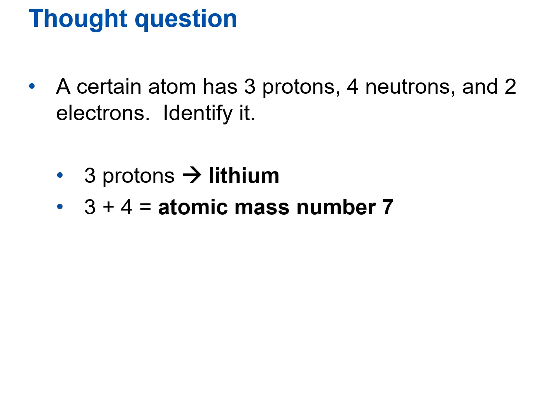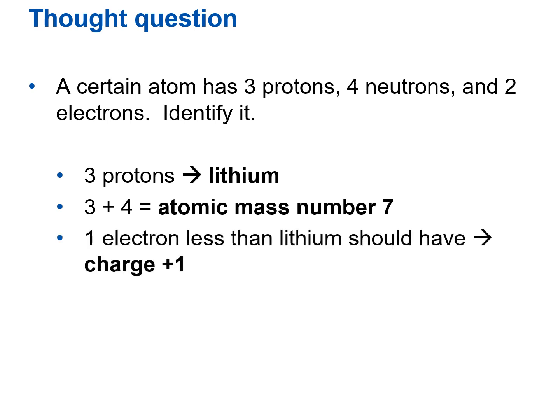3 protons plus 4 neutrons gives an atomic mass number of 7. So we're dealing with the isotope lithium-7. And finally, we need to think about its charge. Lithium has 3 protons. This particular atom only has 2 electrons. So you should think, if it were neutral, it would have 3 electrons matching the number of protons. But it doesn't. It only has 2 electrons. That tells us that 1 electron has been stripped away. So we can say that it's singly ionized. We can also say it has a charge of +1. So the answer is singly ionized lithium-7.